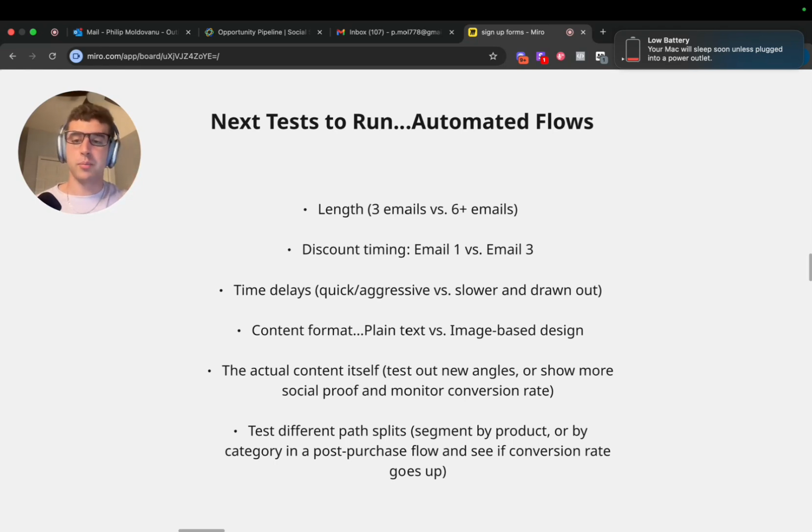Another one we do here, not to bore you with the technical stuff here, but I guess that is kind of why you're here, right?